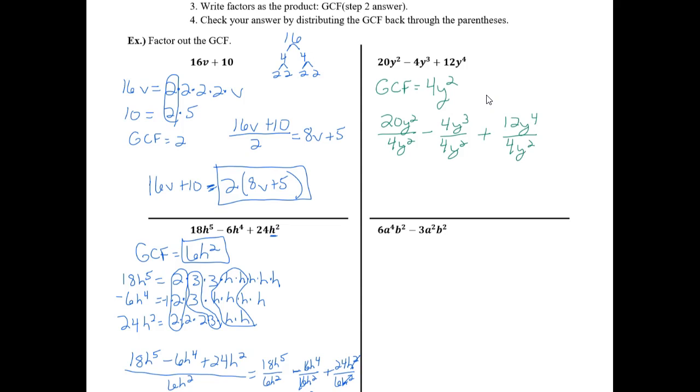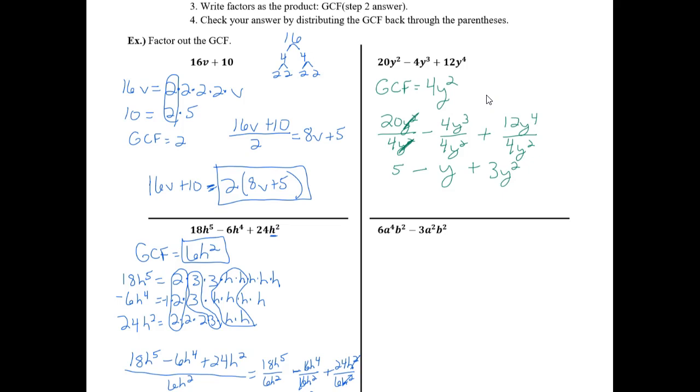And see the result. So 20 divided by 4 is 5. The y squareds divide out. Minus 4 divided by 4 is 1. And y cubed divided by y squared would just be y, right? 3 minus 2 is 1. I have 12 divided by 4, which would be 3. And y to the 4th divided by y squared. 4 minus 2 leaves 2, so y squared.